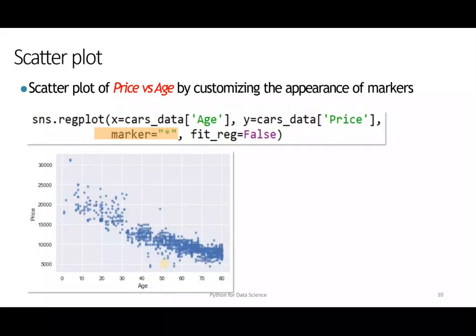Now next you can see the scatter plot of price versus age by customizing the appearance of markers. I have changed the appearance of markers by giving marker equal to star. So you can see here the markers appear as stars.